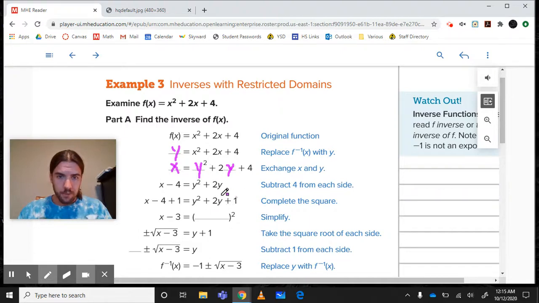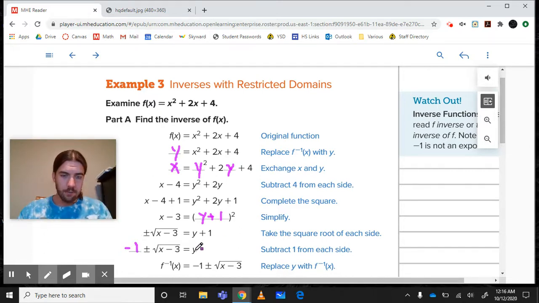We're going to complete the square so that this is easily factorable. So completing the square on this portion would require a plus 1. So we add a plus 1 on both sides. You get x minus 3 now on the left, and you get y plus 1 squared when you factor it. Okay. At this stage, we can take the square root of both sides, giving us plus or minus the square root of x minus 3 and y plus 1. And we simply need to take away 1 to get y by itself.